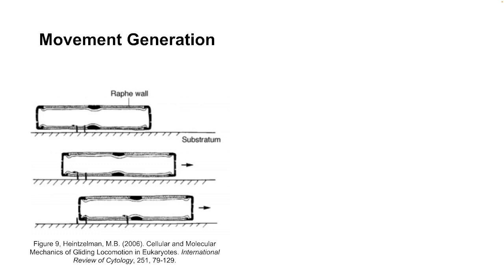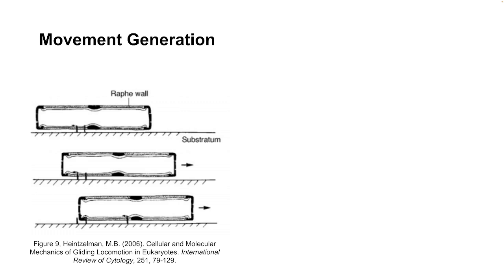So this is movement generation. This is the raphe wall, and there's a substratum. If you put the cell on a substratum with the wall on the outside, of course, it can move against that wall. The substrate could be water, it could be another cell, so another raphe wall. You can vary the substratum, and it gives you different results. But basically, it's moving across the substrate in one direction, and this is gliding locomotion.